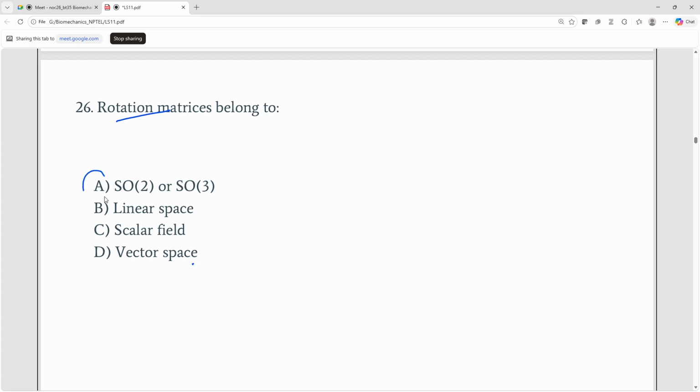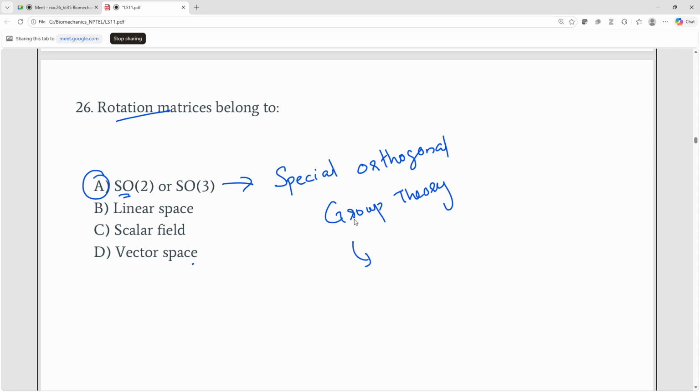The correct answer is option A, SO2 or SO3. This SO means special orthogonal. So something called group theory is there. According to group theory, the rotation matrices are grouped into the special orthogonal group.